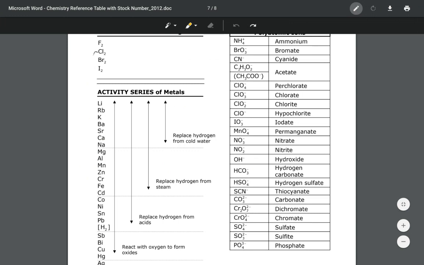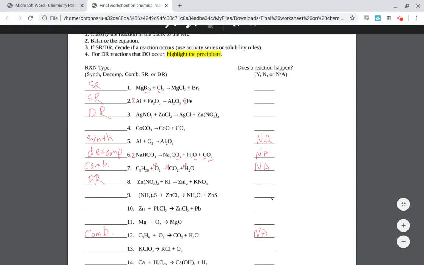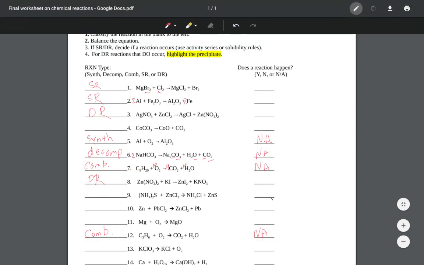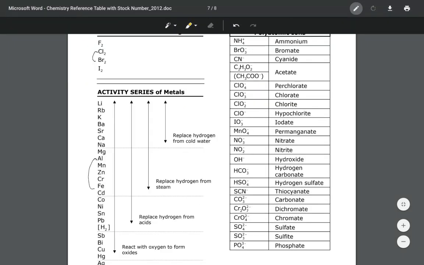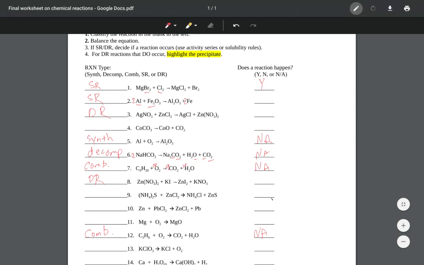And chlorine is higher than bromine. So since that is the case, yes, the reaction takes place. Number 2, we need to compare aluminum with iron. Aluminum is higher up than iron. So yes, the reaction happens.